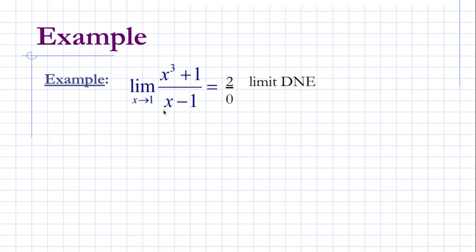What that means is that at x equals 1, this function has a non-removable discontinuity, which would be a vertical asymptote in our case, since this is a rational function, because the function doesn't exist and the limit doesn't exist. So that one was pretty quick.